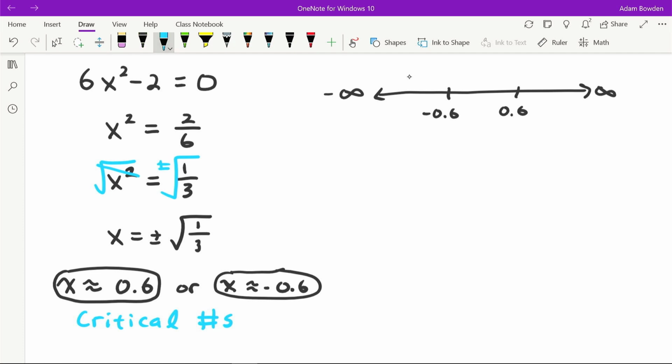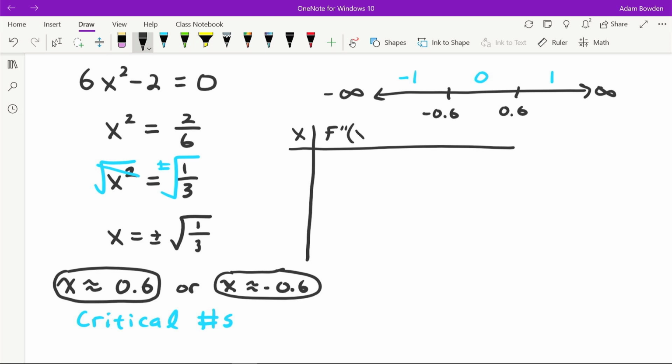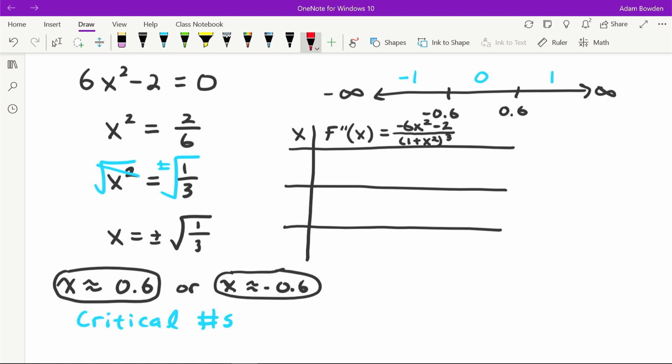Let's pick some easy numbers to work with, as easy as we can. Say negative 1, 0, and positive 1. Those will be all our numbers for x. And we're going to plug those into the second derivative f double prime of x. Now, I won't bore y'all with all the details of plugging these numbers in. It's going to look a lot like the other things we've done, but let me do the first one.